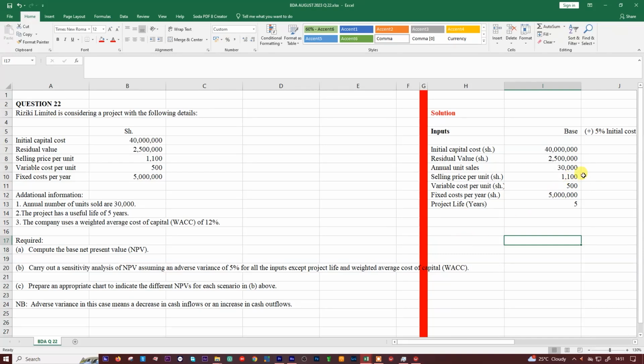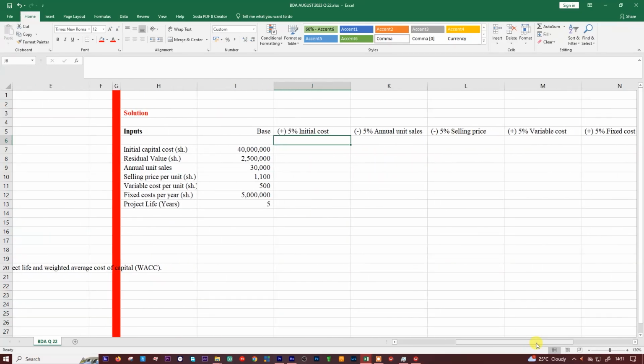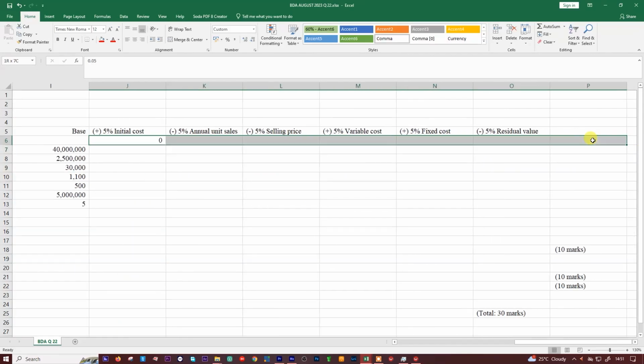The increase in initial cost will be, we can put 5% over here because we're saying it's going to be a 5% increase. So you put just 5%, and we increase. This will all require a percentage, so allow me to put this as a percentage over here, comma format. So don't worry about this.